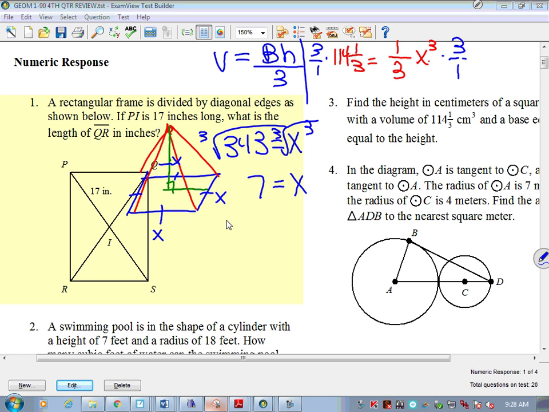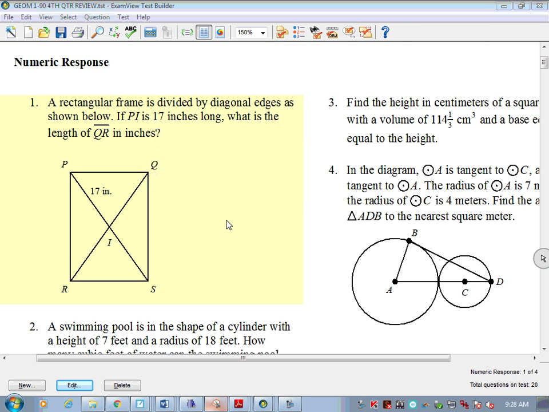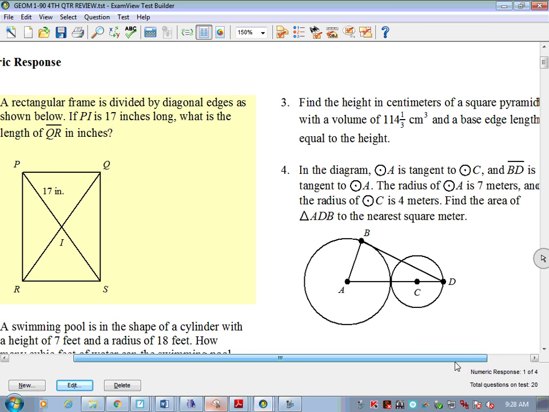Great. So 7 equals x. X represents my height. It also represents each length of the sides of the square base. Okay? All right. So 7. Is that the answer at the bottom of the page? Perfect. So that requires some depth of knowledge there. All right. Let's look at number 4.